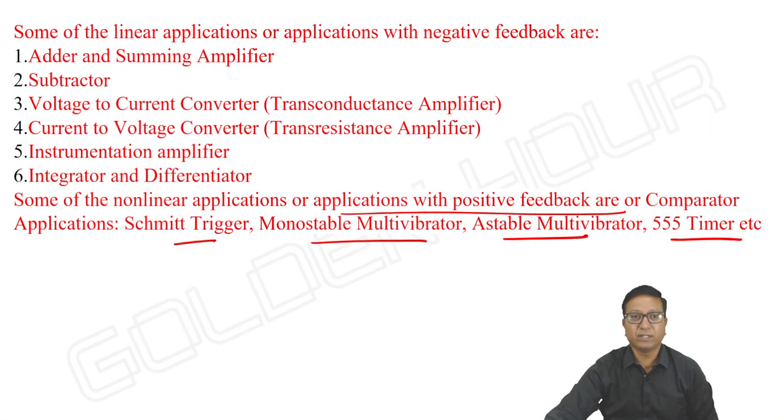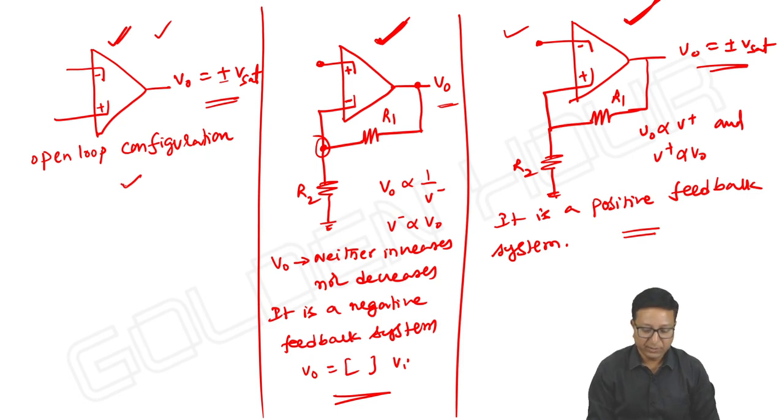So far, we have gone through the op-amp three configurations, that is, open loop configuration, closed loop configuration with negative feedback, and closed loop configuration with positive feedback. These are the three cases we have gone through. In open loop configuration and op-amp with positive feedback, the output is plus or minus Vsat. We are well aware of it.